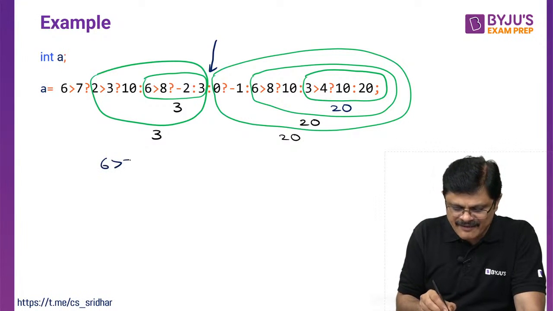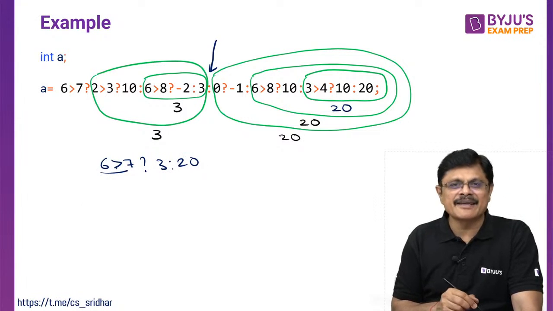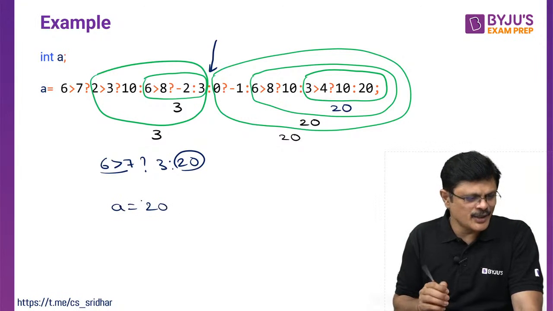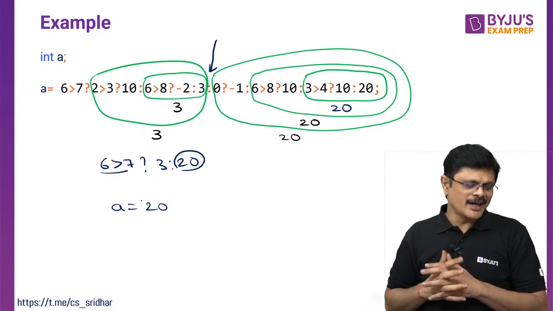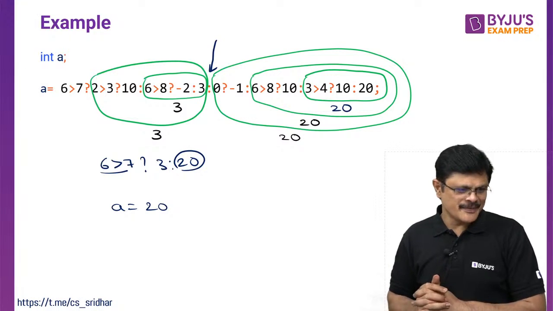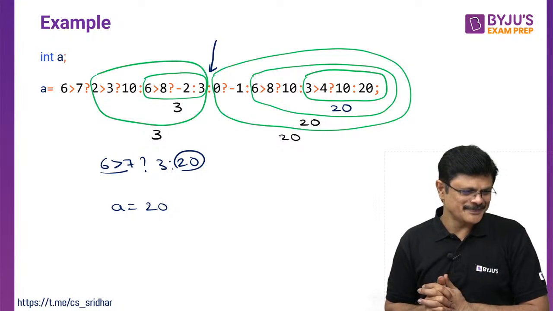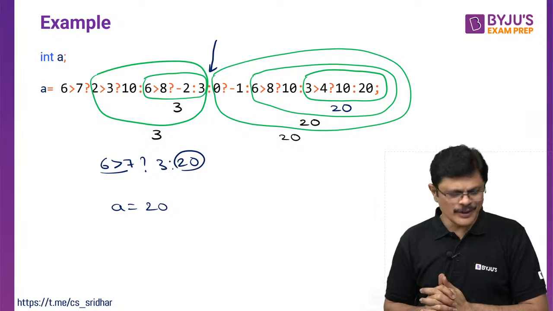6 greater than 7 question mark 3 20. 6 greater than 7 false. False means 20 is the answer. So the value of A is 20, sir. You are giving answers in between. Very good, sir. Hope you understand. 20. Super, super.